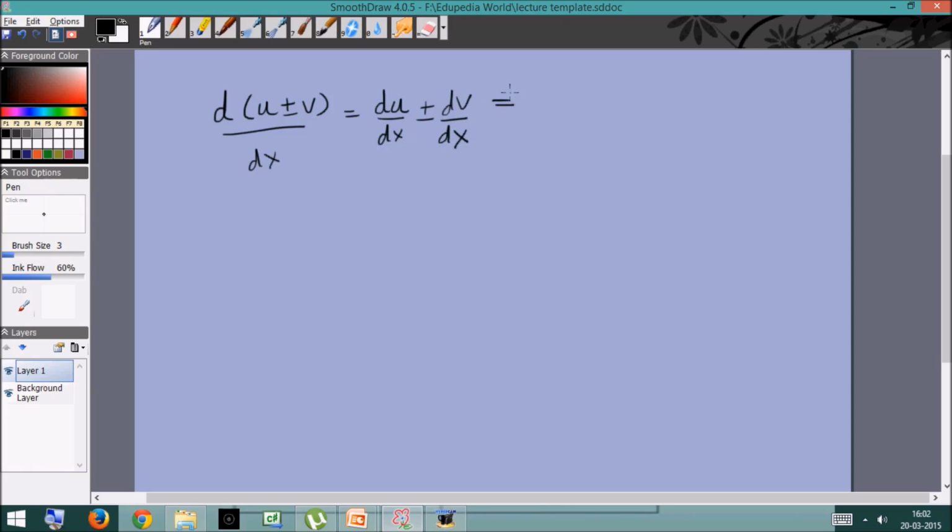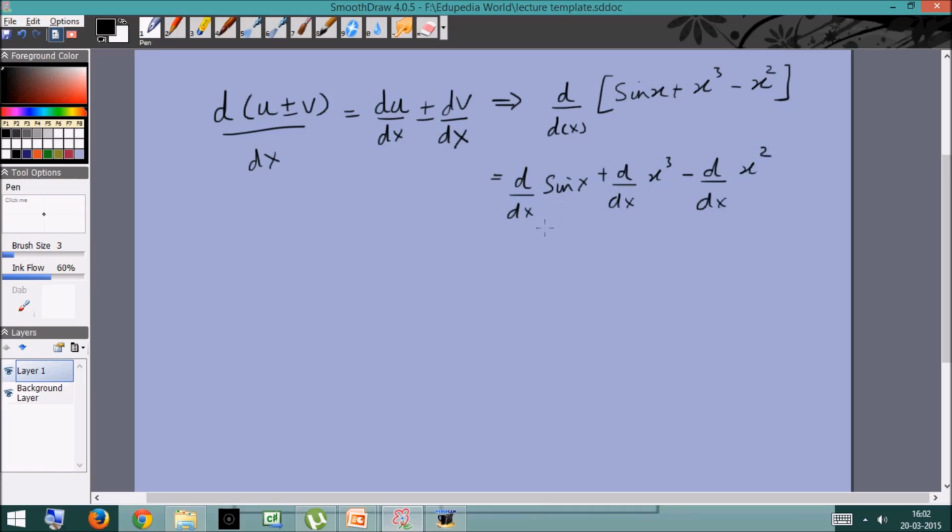What that means is, if we want to calculate the derivative with respect to x of sine x plus x cube minus x squared, that is simply the derivative with respect to x of sine x plus the derivative with respect to x of x cubed minus the derivative with respect to x of x square. And we've seen the derivatives of all three functions already. This becomes cos of x plus 3x squared minus 2x.